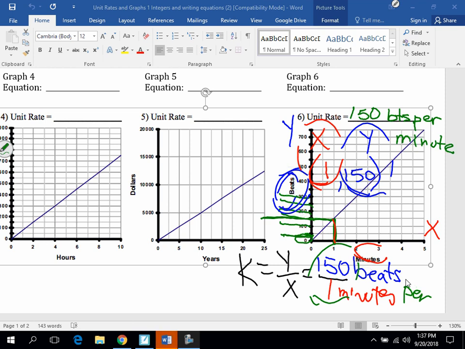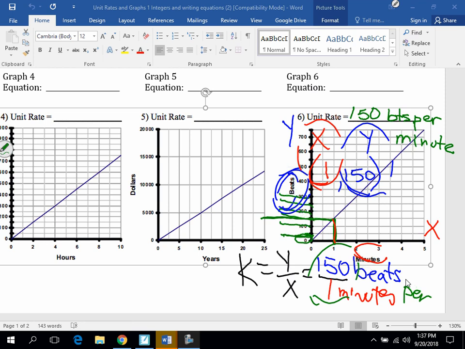All right, some people think of this as a heart rate, so it could be maybe your heart is racing at 150 beats per minute. Maybe you're exercising and your heart rate is a little bit higher. It could also mean that maybe you're playing a drum and you're able to hit 150 beats per minute. That'd be amazing if you could do that. So 150 beats per minute.